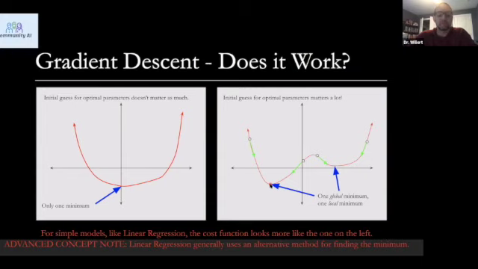For those of you that have taken linear algebra, you may be aware of an alternative method for finding the set of parameters in linear regression. There's a more direct method that's available, but gradient descent is also a perfectly valid method for finding these optimal parameters.